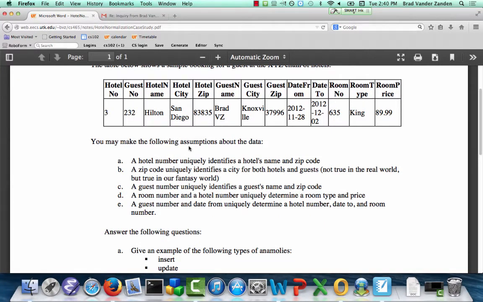So the first assumption is that the hotel number uniquely identifies a hotel's name and zip code. So basically, the first functional dependency is that the hotel number determines the hotel name and the zip code.